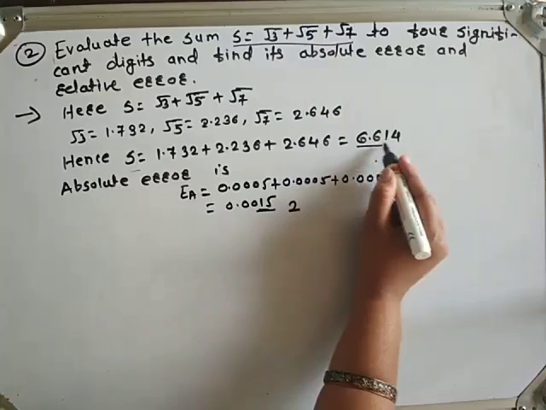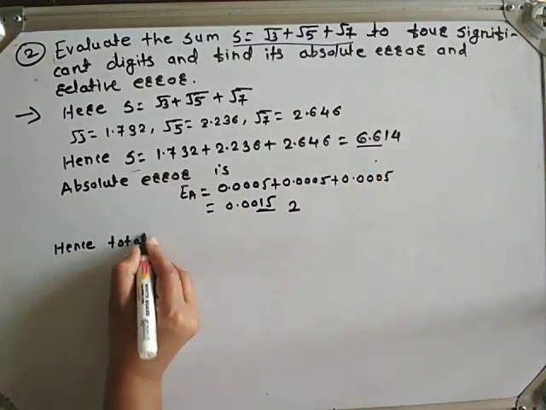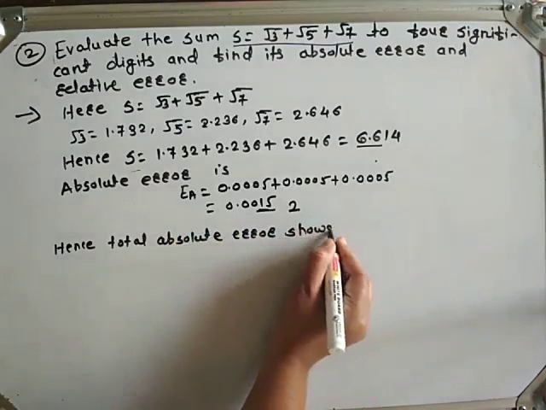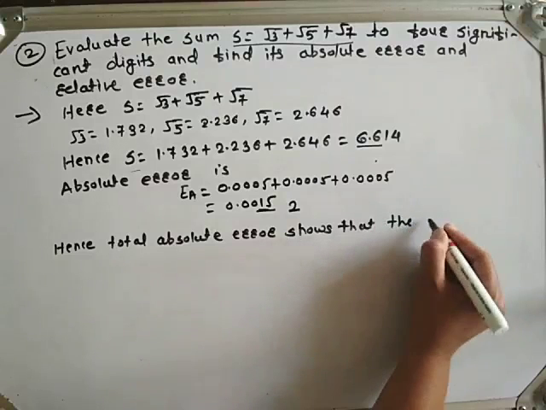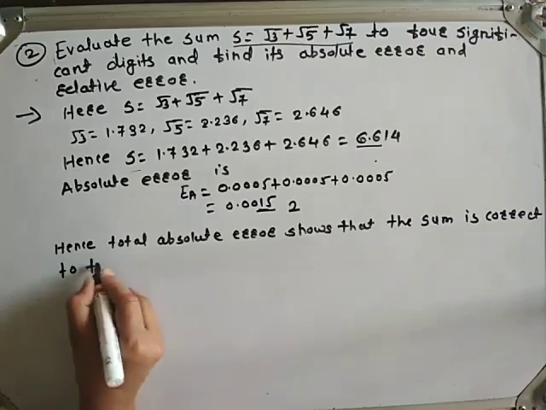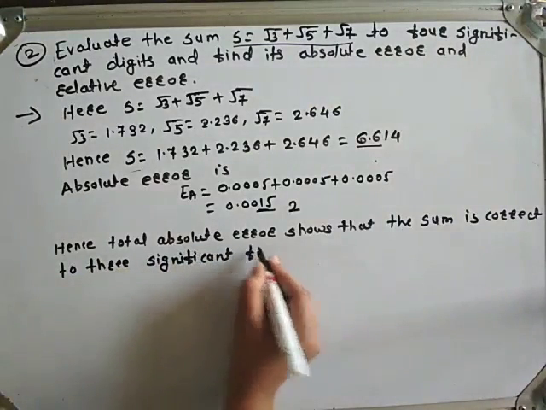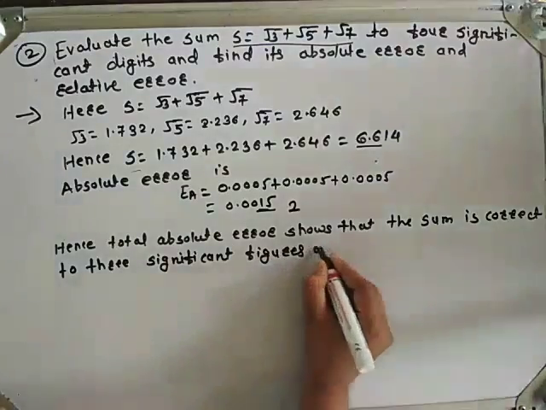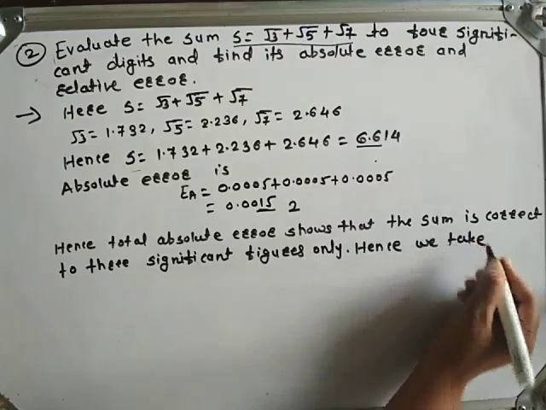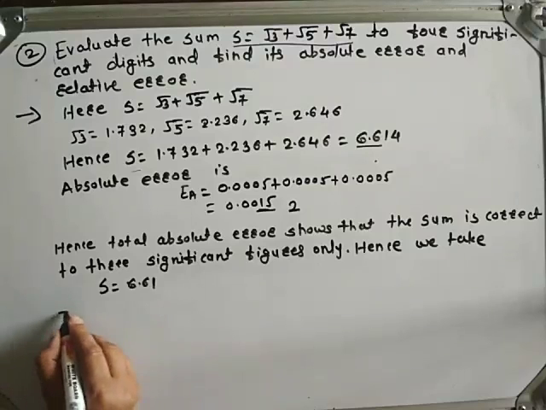See here, the significant figure for this number is 2, therefore the sum is rounded to 3 decimal places. Hence, total absolute error shows that the sum is correct to 3 significant figures or digits only. Hence, we take S is equal to 6.61.